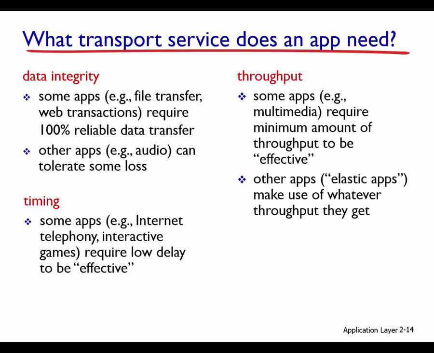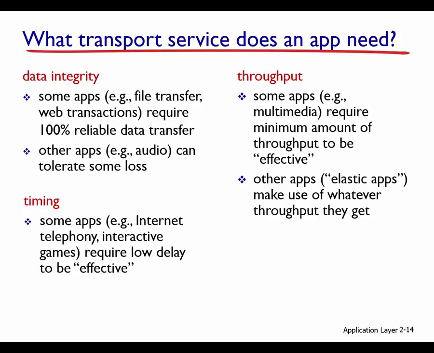Okay, so based on how the application is going to work and what its requirements are, there are going to be different and kind of conflicting requirements. So we're going to probably use different transport services depending on what the application is going to do. We're going to look at three factors: data integrity, timing, and throughput.